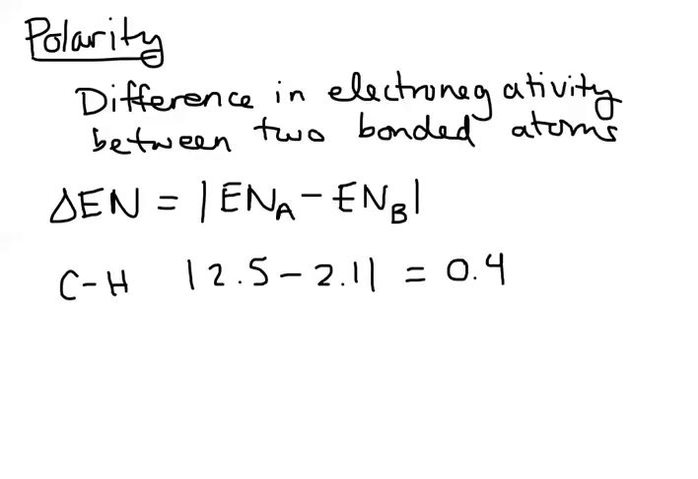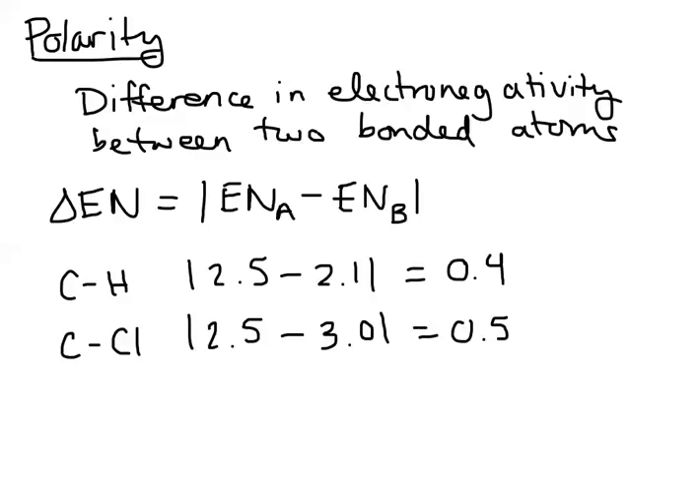For C-Cl, 2.5. What's chlorine? Anyone tell me? 3.0. So even though this number is bigger than this number, it's still the absolute value. So our answer will be 0.5 positive. That's delta EN for a carbon-chlorine bond.